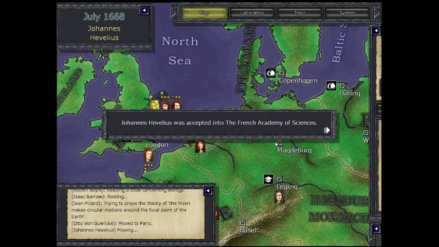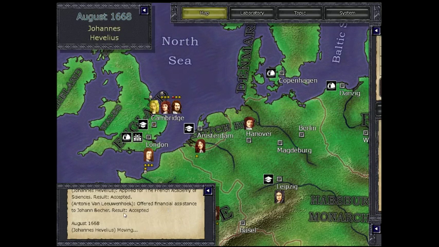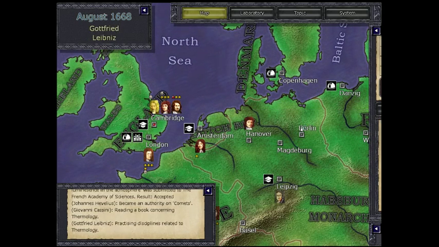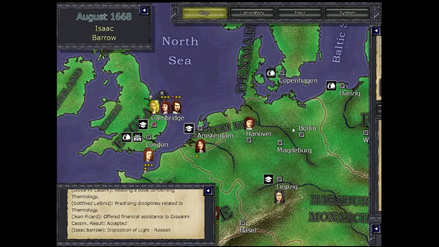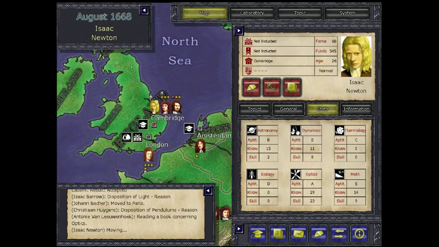Oh, Johann What's-His-Face has been accepted into the French Academy of Sciences. Huh. And he has become an authority on comets. I don't think we're going into the study of comets. But I guess we could. You could go into as many studies as possible, because you can suspend some of the studies that you have. So optics is our field of specialty for now. There's also dynamics and mathematics.